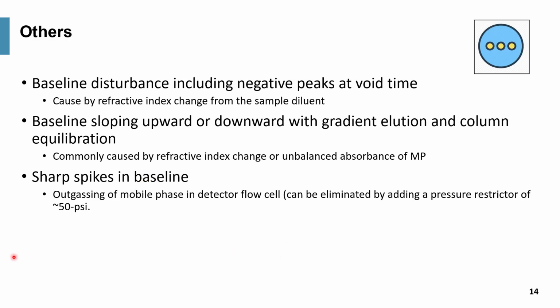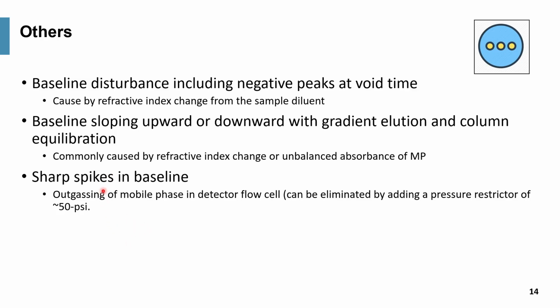Another situation, baseline disturbance close to the void time, is very common because when you inject a diluent, usually you get an up and down blip, which lets you identify the void time or the void volume. Sloping baseline during gradient elution is also very common, particularly visible under very high magnification and expanded scale in your CDS.